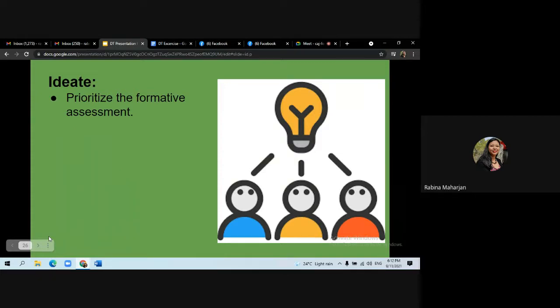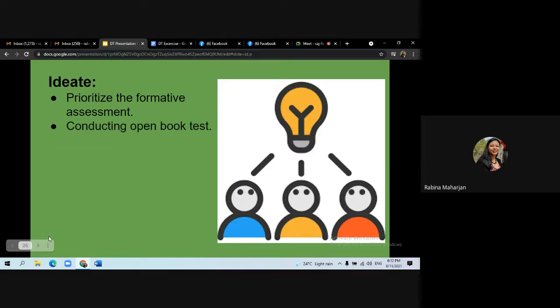First of all, we have generated the idea of prioritizing formative assessment, where students are given assignments time and again during the academic session, and they are given feedback and time to revise the assignment. This will help them improve themselves and grow. So this is the primary idea that we have generated.